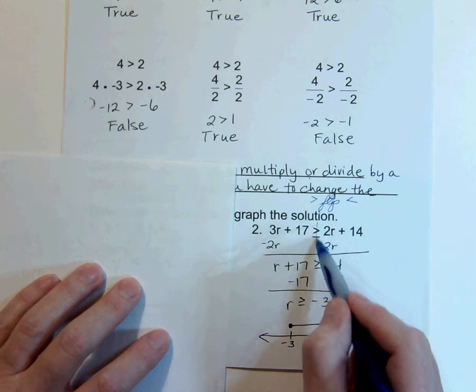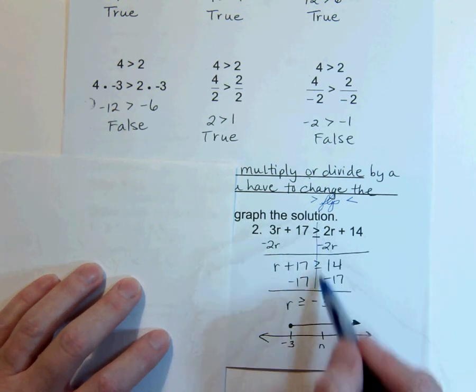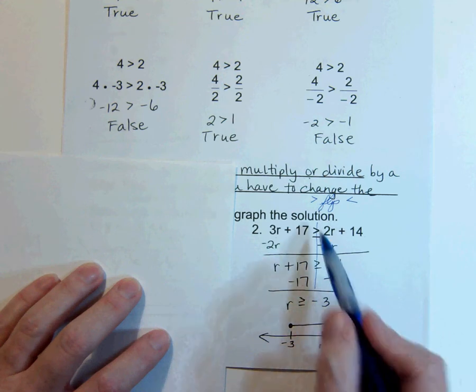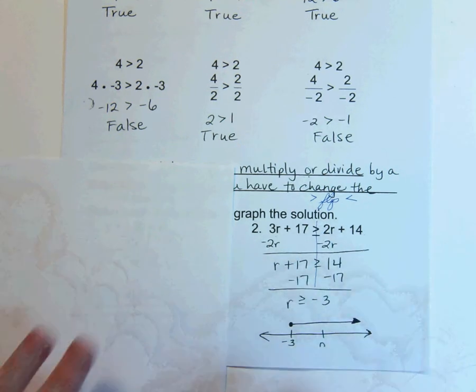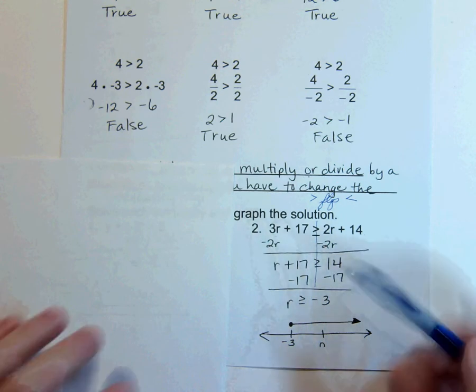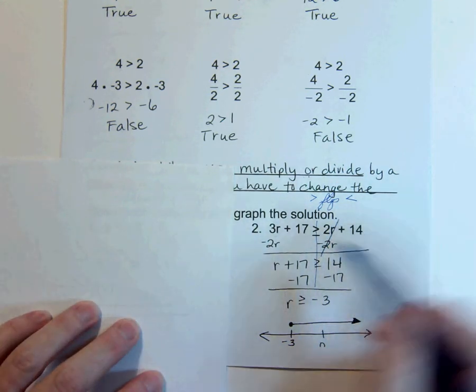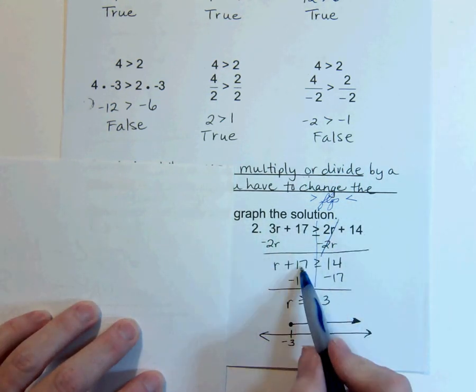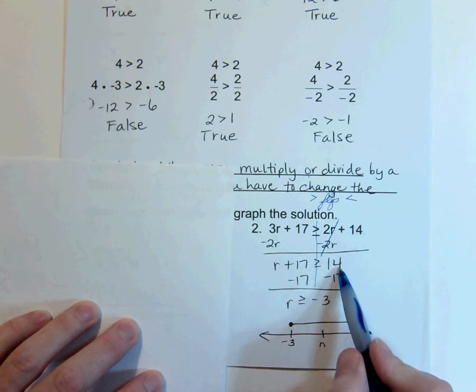Sometimes I'll have students draw an imaginary line through their inequality. This one's not quite lined up, and then think of it as a balancing act. You're wanting to balance out your equation. So by subtracting a 2r on both sides, this goes away. This becomes r. Carry down your 17, bring the 14 down.